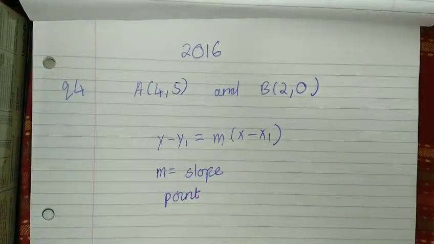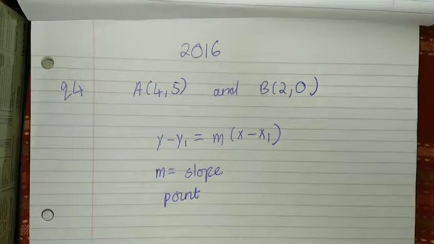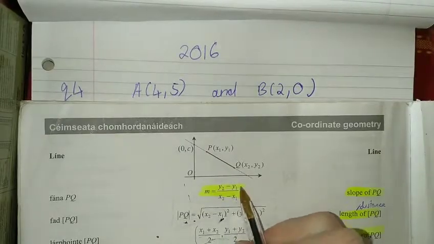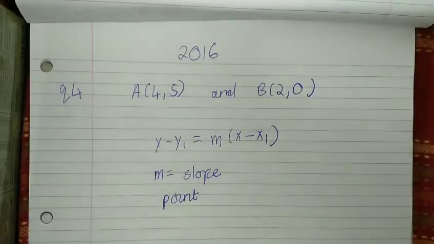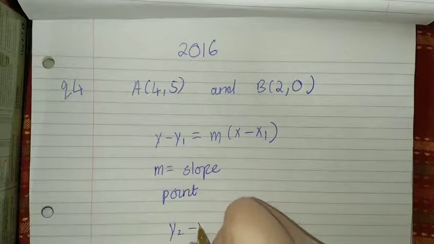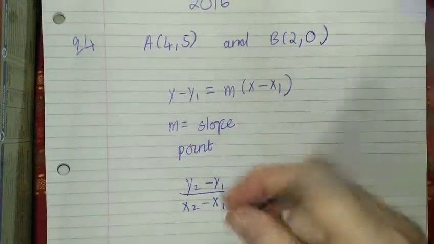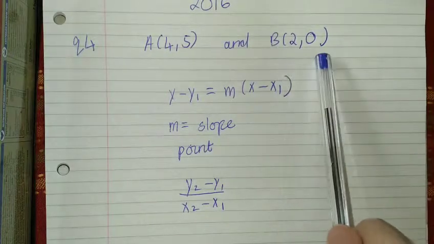So we already have points. Now we just need the slope. If we want to get the slope, we use the formula y2 minus y1 over x2 minus x1. So our points are (4, 5) and (2, 0).